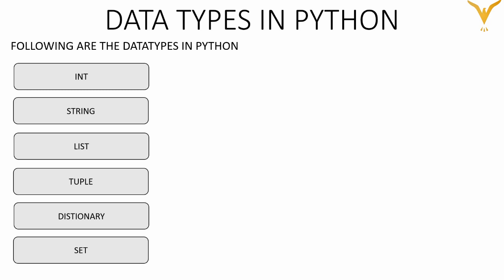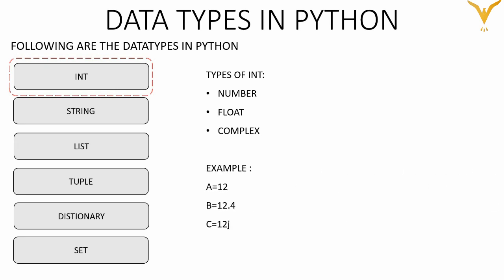So let's start with the first data type, that is int. What is int? Int is nothing but an integer value. We have different types of numeric values: number, float and complex. Number means a value which does not have a decimal point. Float means a value which has a decimal point. And last is complex. A complex number means a value which has an imaginary part like i or j.